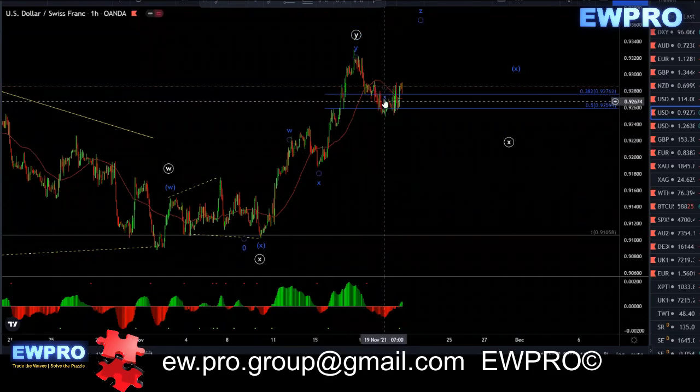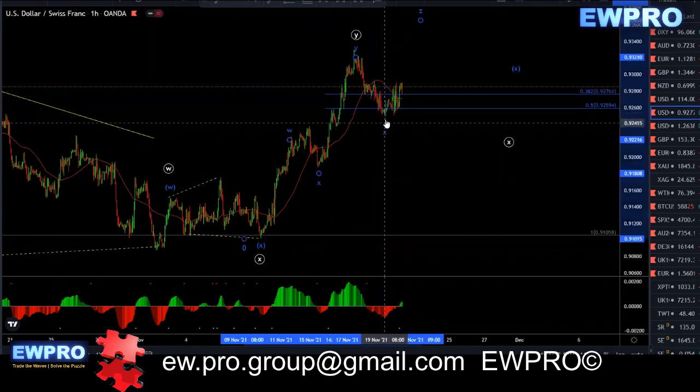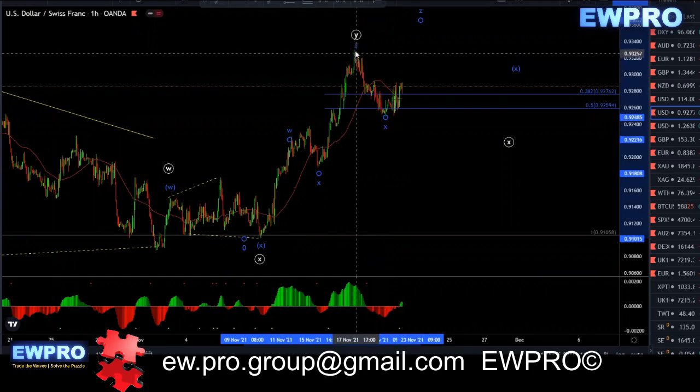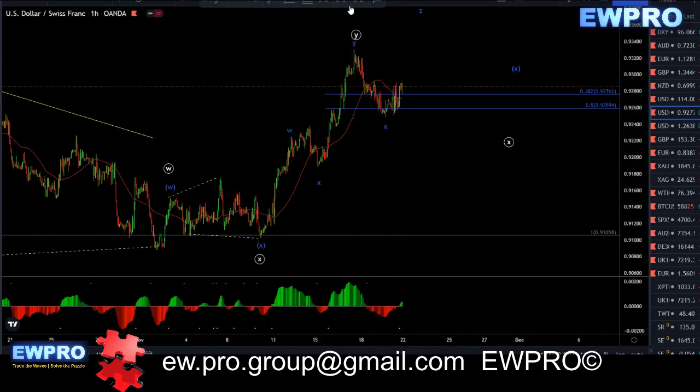It's still possible that this is an X2 internal, because we've got a WXY wherever this ends on the H1. So I'm looking at this as an extended wave in wave Y, and yeah, so trade accordingly.